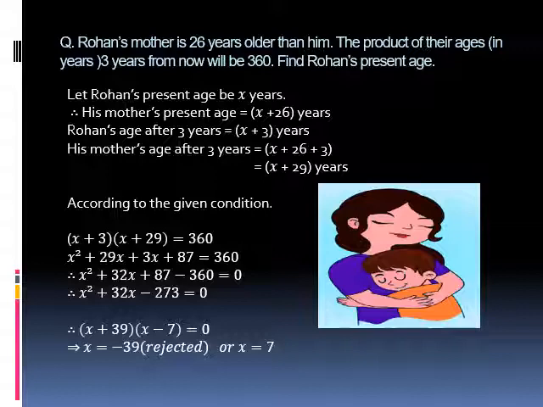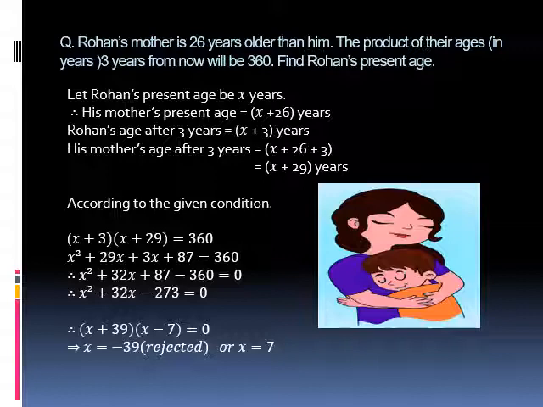When we open the bracket, we get x squared plus 29x plus 3x plus 87 equals 360. Now children, please note here, we have a quadratic equation, but it is not in the standard form. So to bring it in the standard form, we need to transpose 360 to the left hand side. So the quadratic equation which we have will be x squared plus 32x minus 273 equals 0.